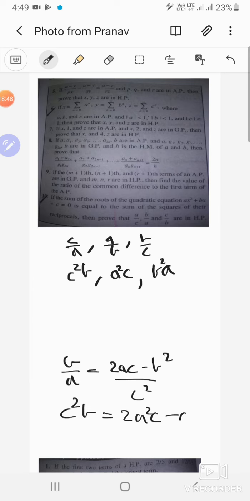Okay, the next question is: if a1, a2, a3 all the way till a2n and b are in an AP, and a, g1, g2, g3 all the way till g2n and b are in a GP, and h is the harmonic mean of a and b, then prove that (a1 plus a2n) upon (g1 into g2n) plus (a2 plus a2n minus 1) upon (g2 into g2n minus 1) and so on, this sum is going to be equal to 2n upon h.